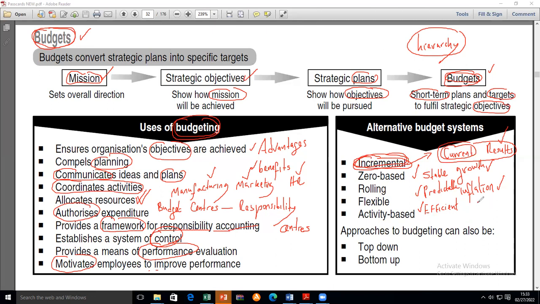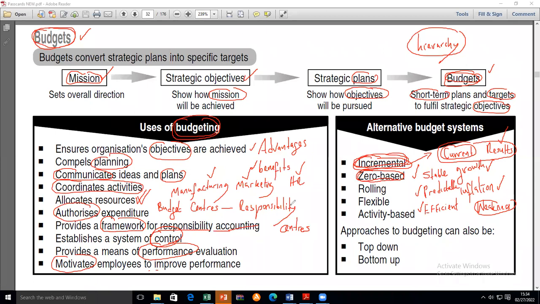The budgets that you produce also carry forward all the weaknesses, all the inefficiencies. That's a challenge that you have. So how can you improve on your incremental budgeting? You try zero-based budgeting where you start from scratch. Every time you budget, you start from scratch.